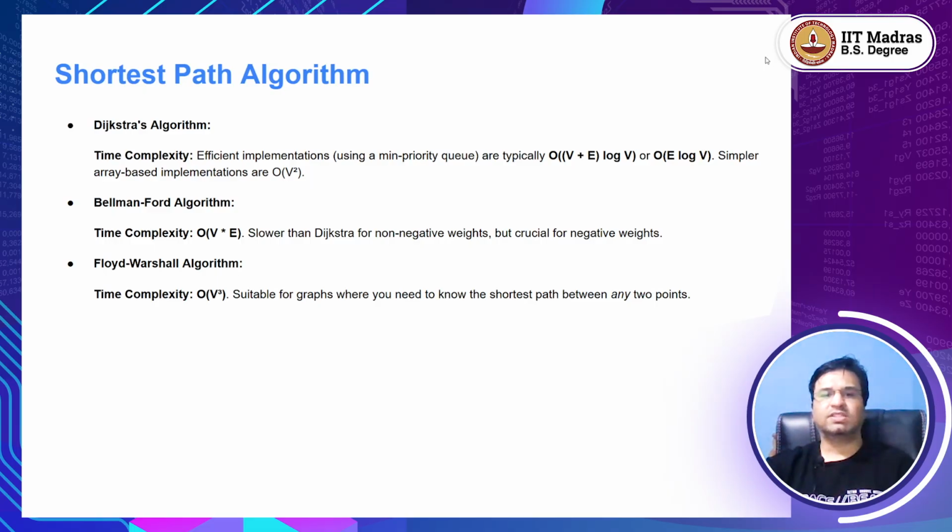Another algorithm is the Floyd-Warshall algorithm. It finds the shortest path between all pairs of nodes in a graph. It works by considering all possible intermediate nodes between every pair of source and destination nodes. And the time complexity for this is Big O(V cubed). This is suitable for graphs where you need to know the shortest path between any two points.